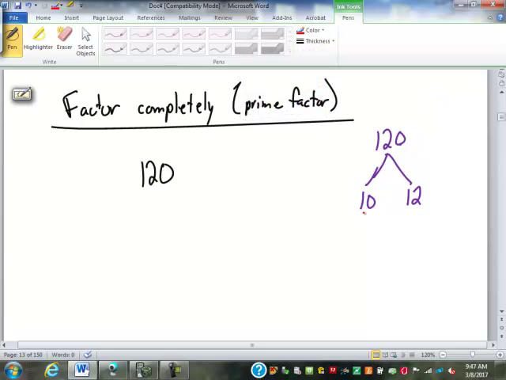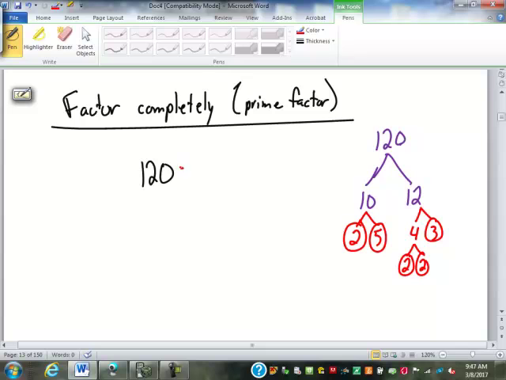So now we look at these. 10 can be divided by what? 2, which would leave us with 5, and both of those are prime. So we're done there. 12 can be divided by 4, and it leaves us with 3. The 3 is prime, so we're going to circle that. The 4, however, can be split into 2 and 2. So those are not prime.